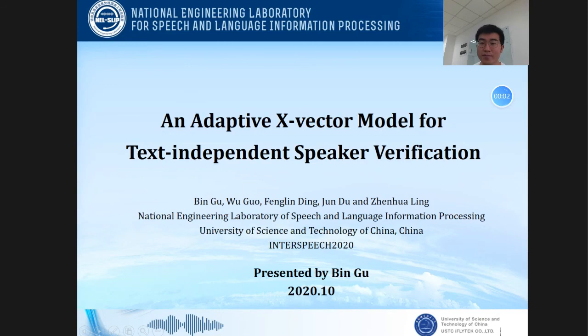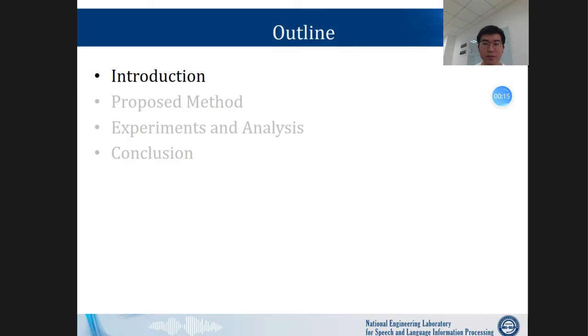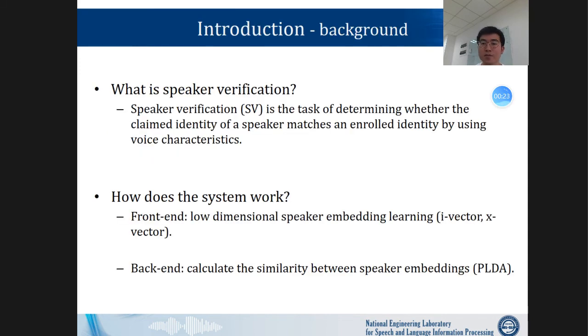Hi everyone. Today I'm honored to have this opportunity to present my work. My topic is an adaptive X-vector model for text-independent speaker verification. This presentation will consist of 4 parts. Now let's begin. My research is on speaker verification.